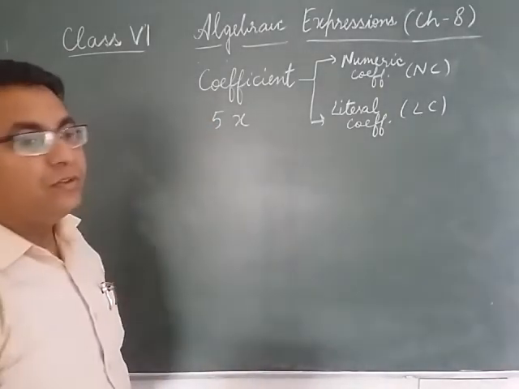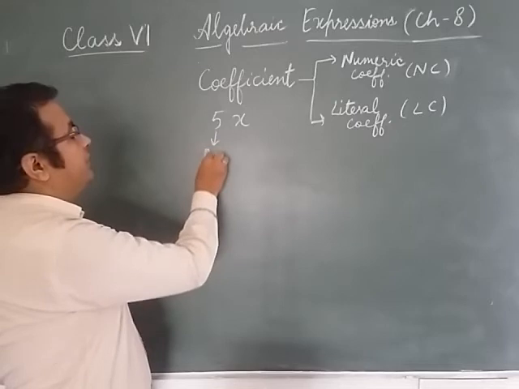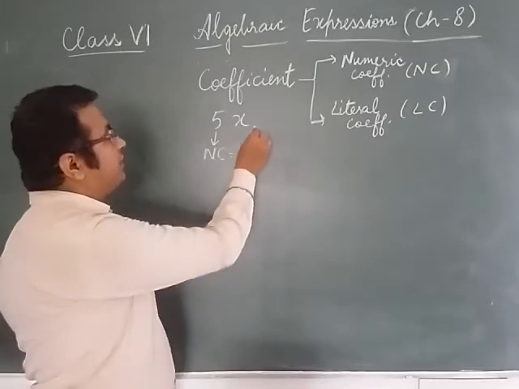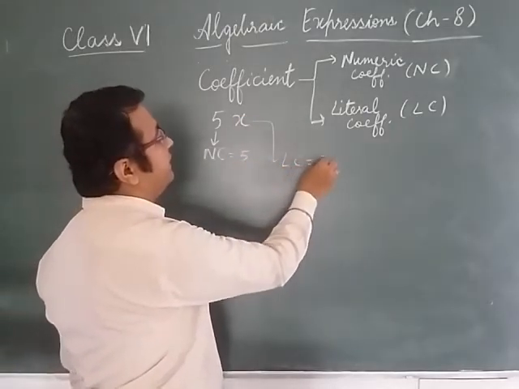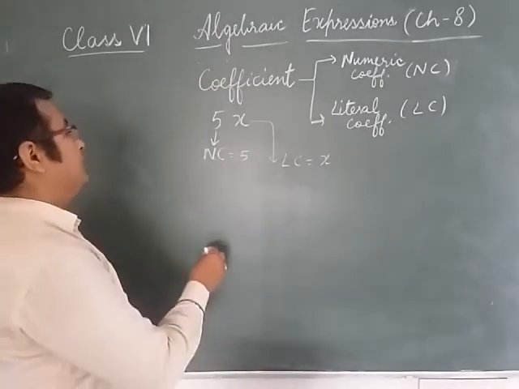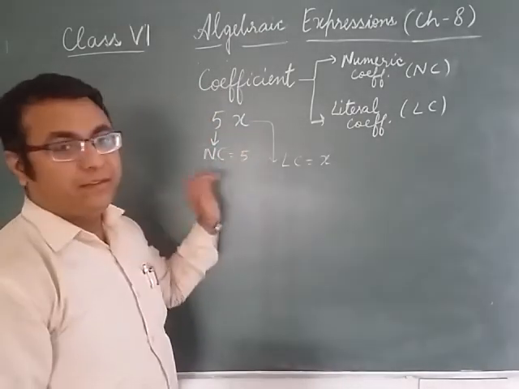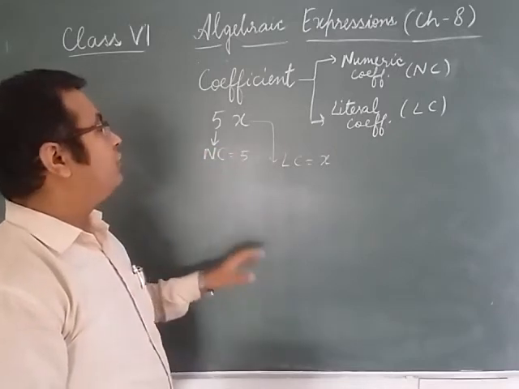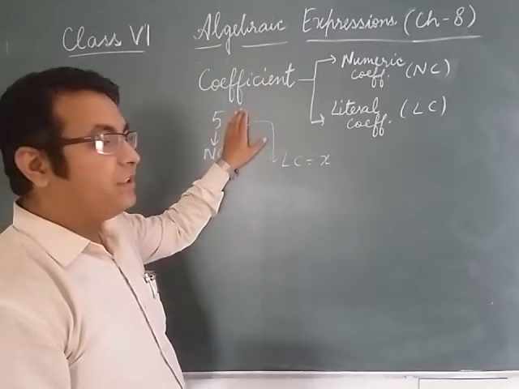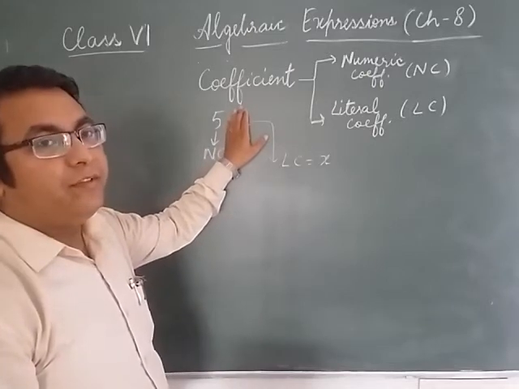Here, if I ask you what is the numeric coefficient of 5x, this is the numeric coefficient, 5. Numeric means number. And if I ask you what is the literal coefficient, the literal coefficient here will be x, meaning letter. One more example. Now you might get questions like: write the coefficient of x in 5x. Whatever coefficient you want to find, just hide that and you will get your answer. Suppose my question is what is the coefficient of x here; hide x and you will get your answer. The answer will be 5.